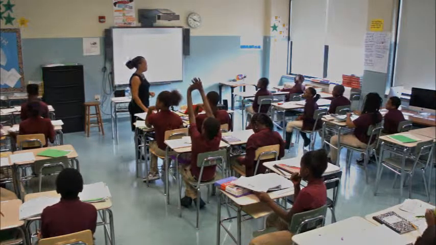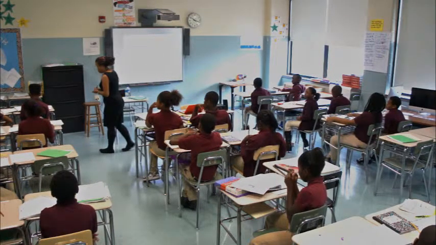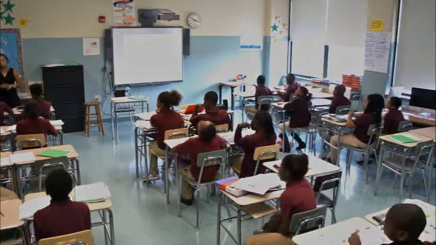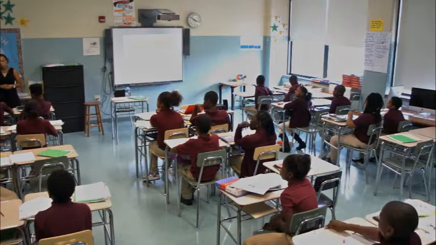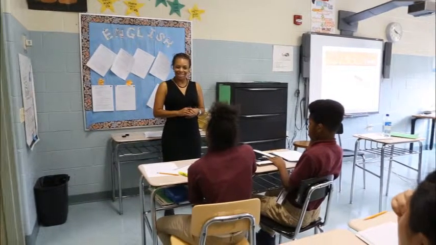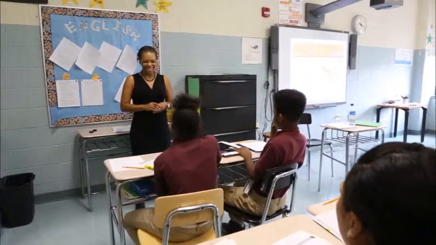Tanaya, haven't heard from you today. What do you think the conflict of the chino is? I think it was the external conflict because it was a person versus the situation, and Noka was the person, and the chino was the situation.